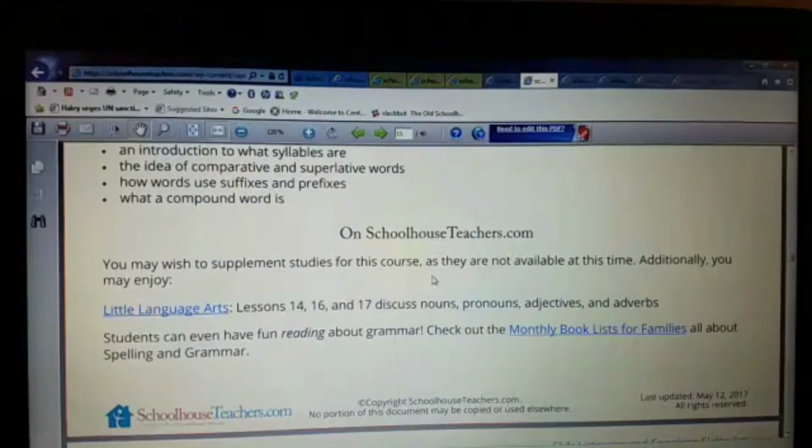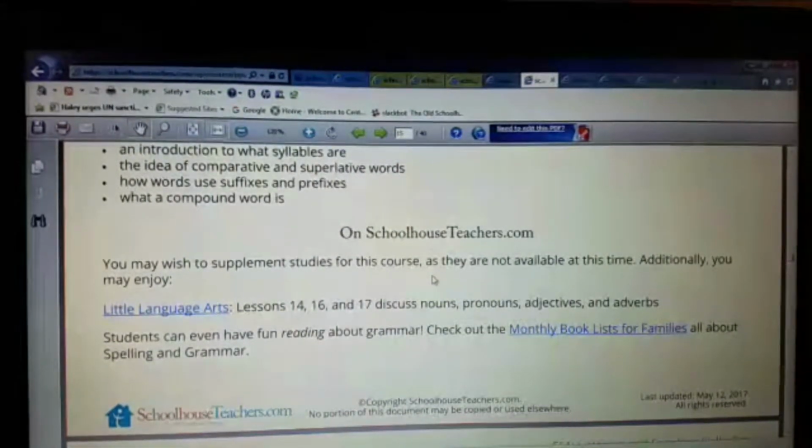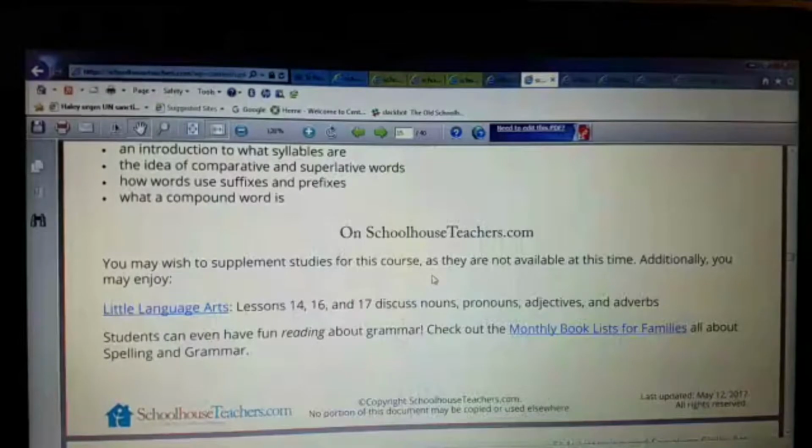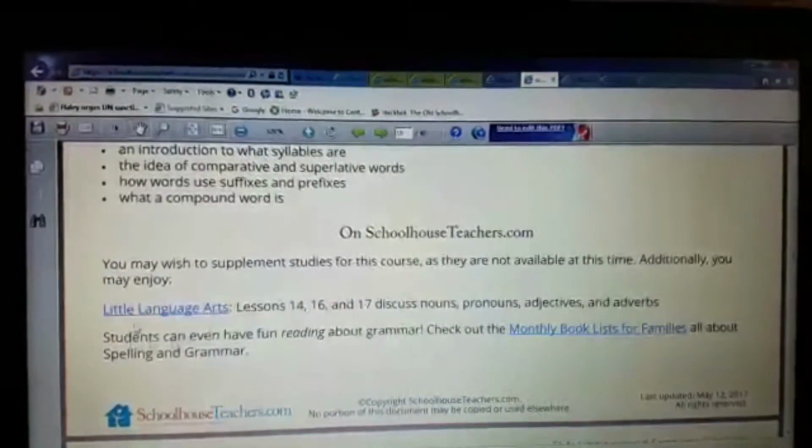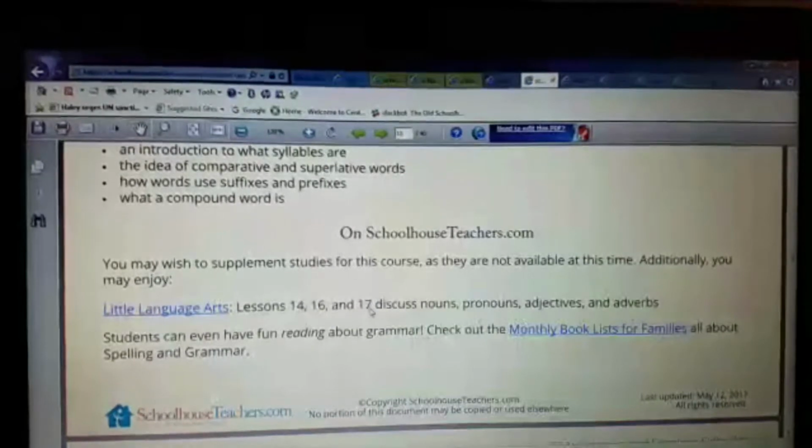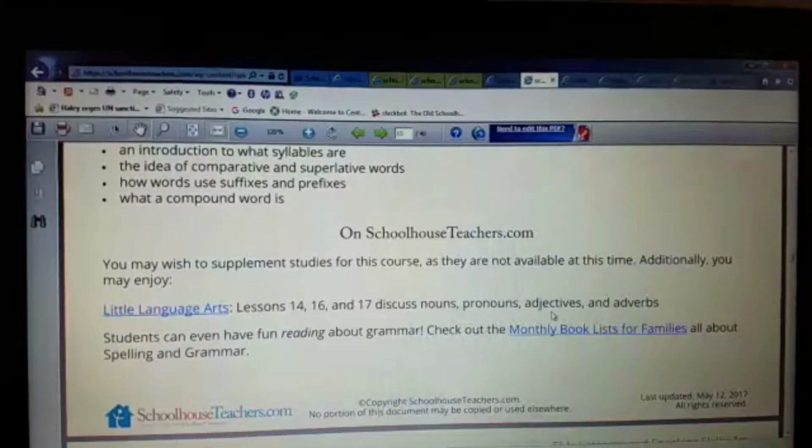Right now, we're still working on it, but right now, we do not have a complete grammar curriculum. This is the only thing in 1st grade that's not complete right now. It says that you may want to supplement for this course, but Little Language Arts does have certain lessons that talk about nouns, pronouns, adjectives, and adverbs.